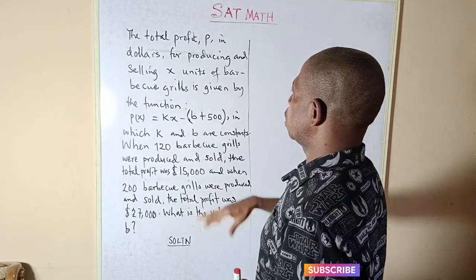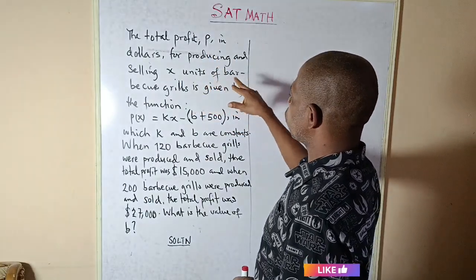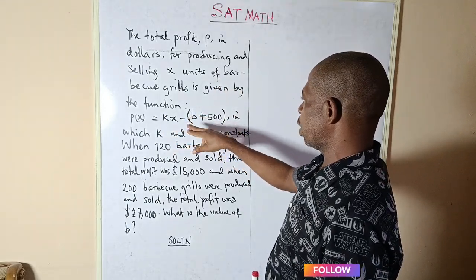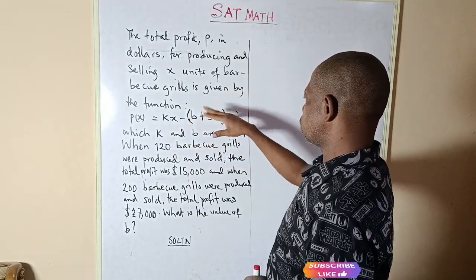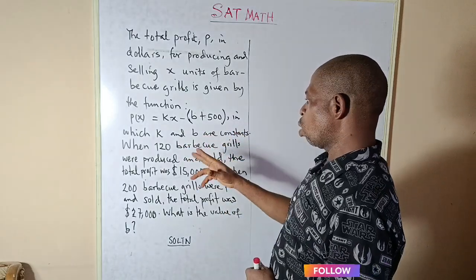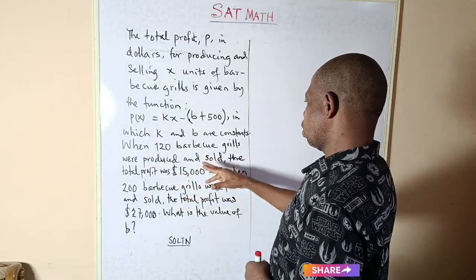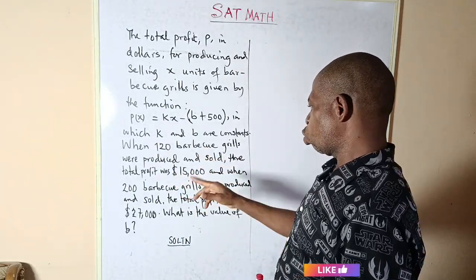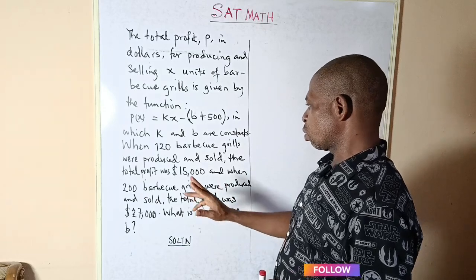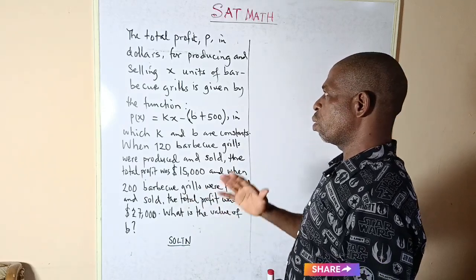The question reads: the total profit P in dollars for producing and selling x units of barbecue grills is given by the function P(x) = K(x - B) + 500 in brackets, in which K and B are constants. When 100 barbecue grills were produced and sold, the profit was $15,000. And when 200 barbecue grills were produced and sold, the total profit was $27,000. What is the value of B?